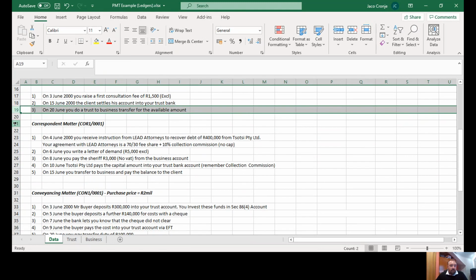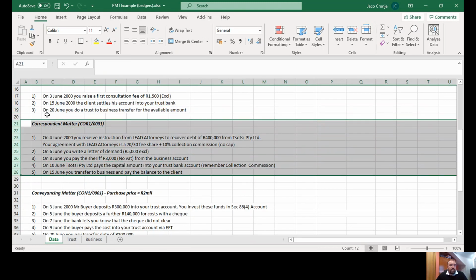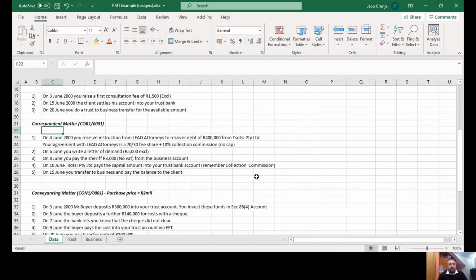Right. Now we move to the next matter, which is a correspondent matter, and this matter reference is COR11. Okay, so the first transaction. On the 4th of June, you receive an instruction from lead attorneys to recover debt of 400,000 Rand from Tsotsi Pty Limited. Okay, so let's firstly remember, if we do a correspondent transaction, who is my client? My client is the instructing attorney.